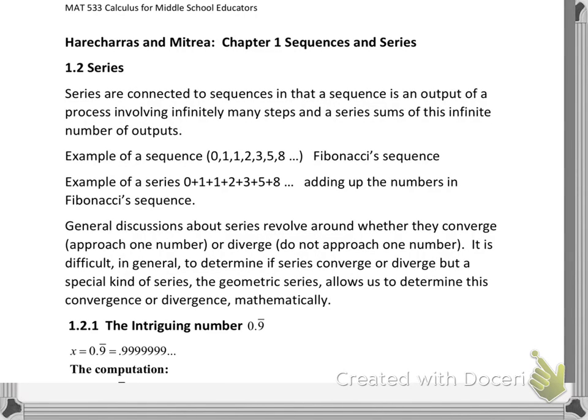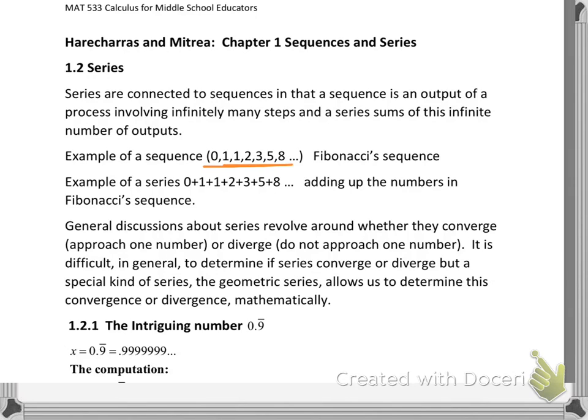Okay, in this video I'm going to go over Chapter 1. We're in Section 1.2 on series. So in 1.1 we had discussed sequences. An example of a sequence would be right here, which is the Fibonacci sequence. So I guess a sequence we can say is an output of a process involving infinitely many steps, and then a series sums them up.